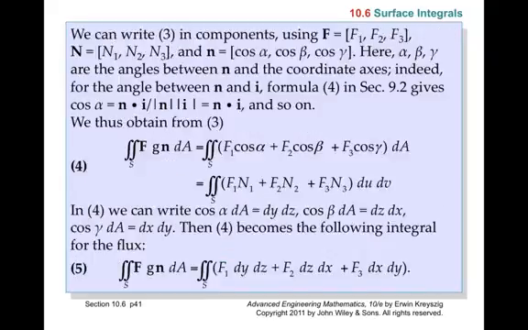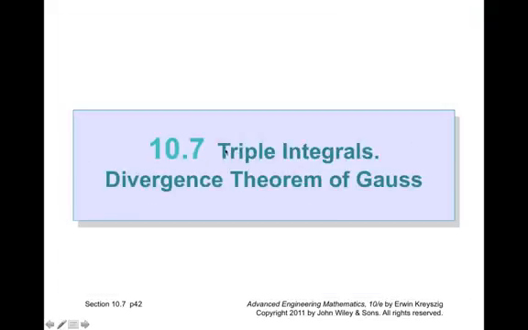You can basically do that in terms of angles between the field lines and the surface normal, and then you can relate those to x, y, and z coordinates. So out of that particular integral, you get the following expression, where f1, f2, and f3 are the x, y, and z components, respectively.